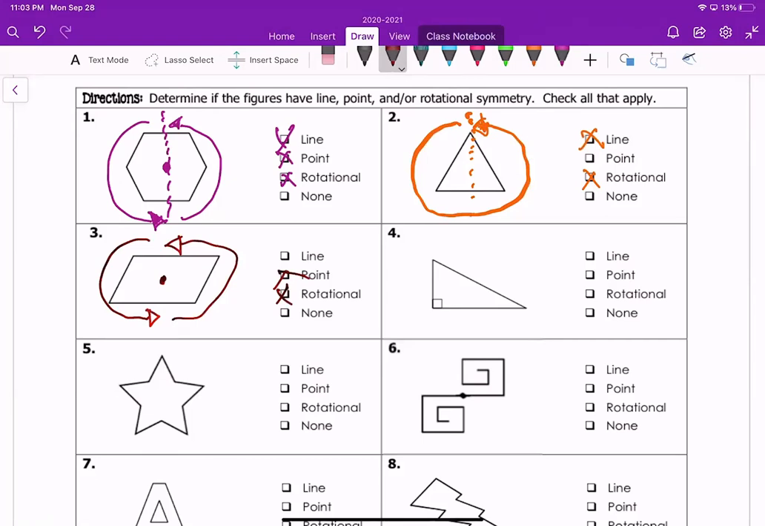Now the next one, number 4, it has none because I can't cut it in half. It doesn't look the same. If I rotate it, it is not the same. If I rotate it again, it is still not the same. So there's nothing symmetrical about it. So none.